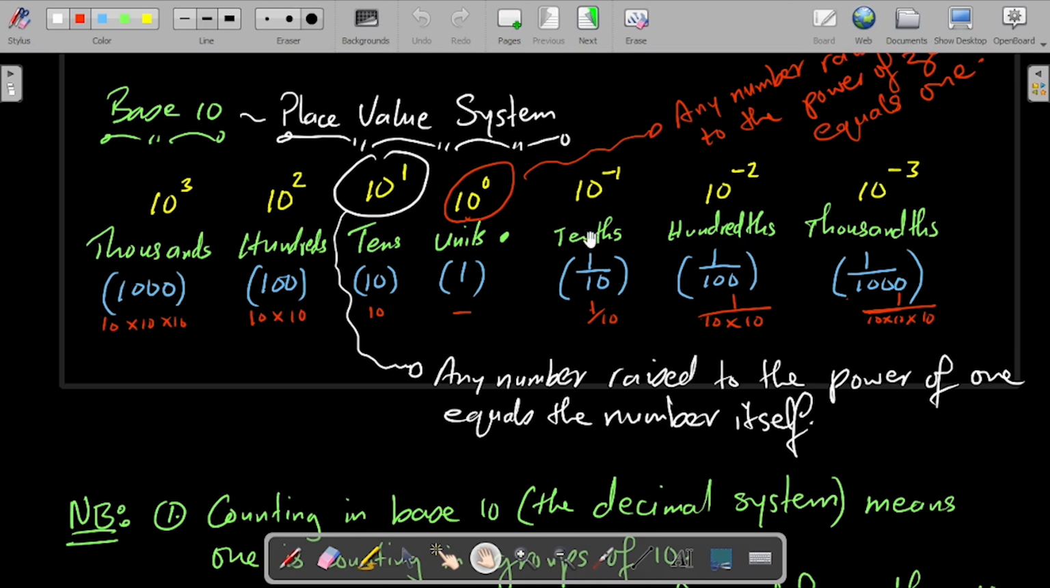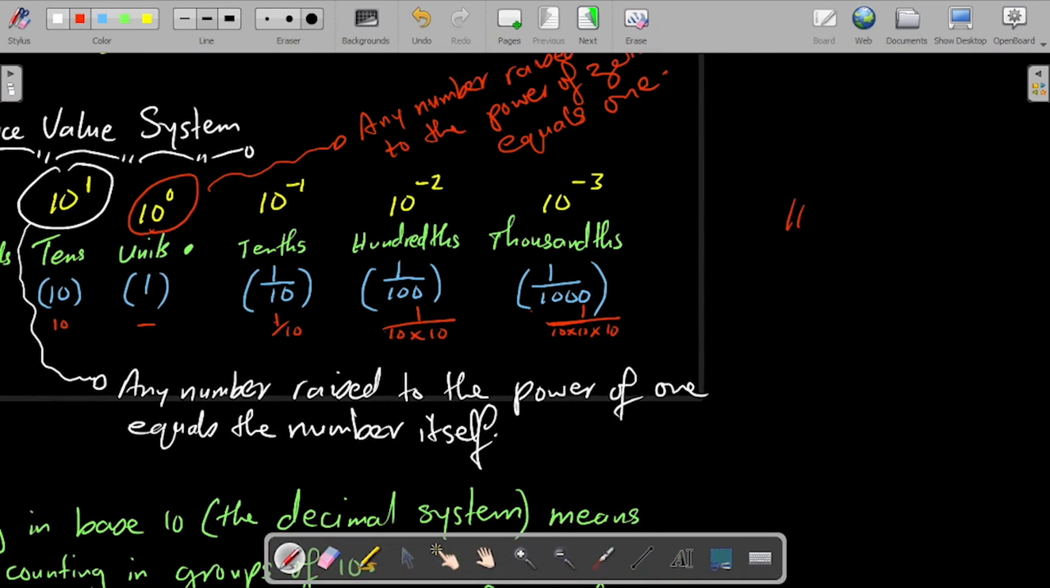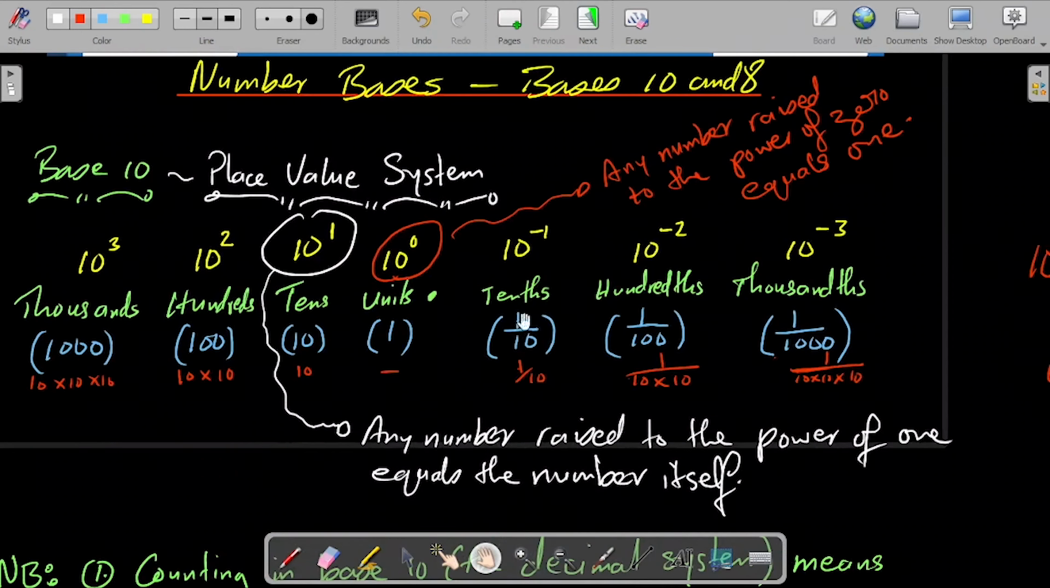When we get to the right of the decimal point, we have the tenths place, which is the same as 10 to the power of -1. The law of indices tells us that 10 to the power of -n is the same as 1 over 10 to the power of n. Or you could say 8 to the power of -n is equal to 1 over 8 to the power of n. So 10 to the power of -1 is equal to 1 over 10 to the power of 1, which is 1 over 10.